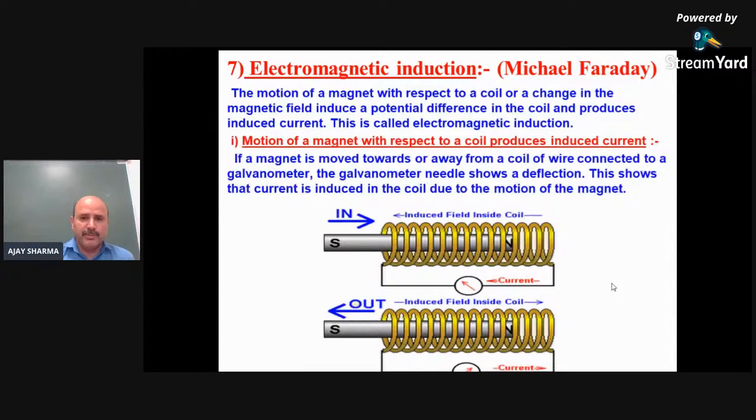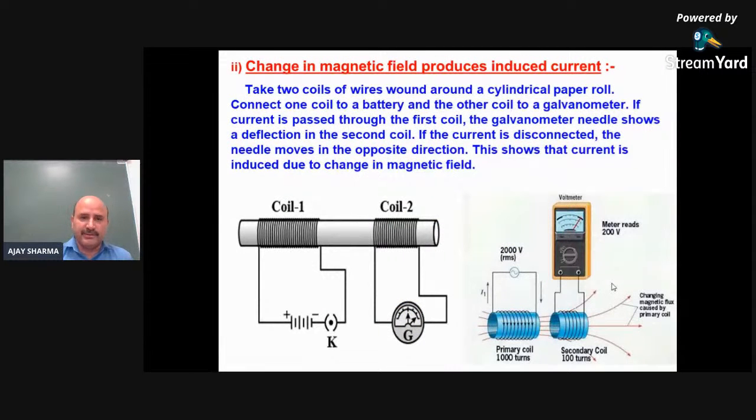Now the topic generator has been eliminated from class 10, but earlier, since it was part of your syllabus, we used to discuss the working of a generator with the help of Faraday's law, that is electromagnetic induction, and it is very important. In higher classes you will be utilizing these concepts to discuss the working of a generator.